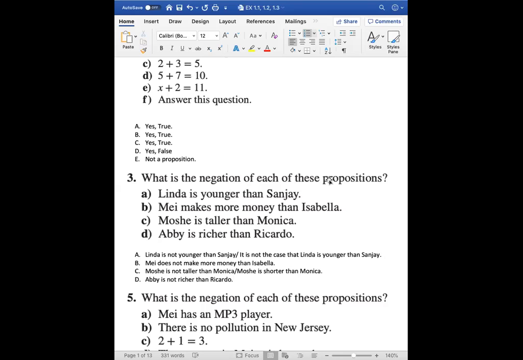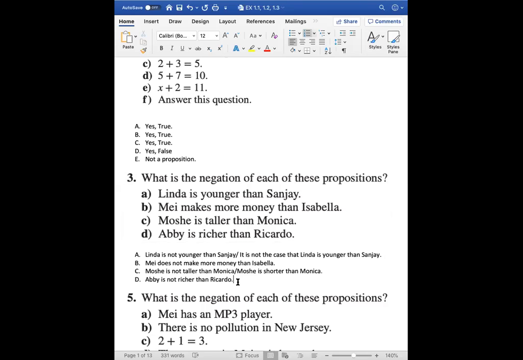So as you guys can already see, finding a negation for a proposition is not really a big thing. So if you guys have any question for this question number 3, then we can move to the next question.